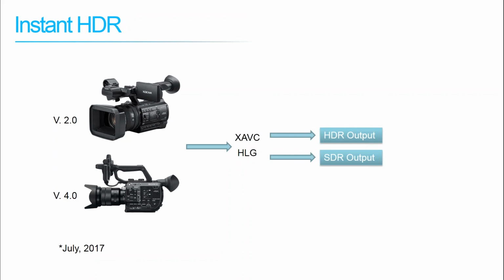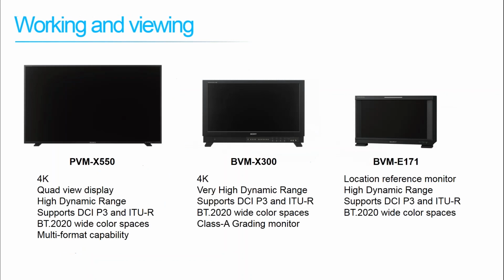There's a lot of other infrastructure around here. I'll touch briefly on monitors. We've got 3 professional HDR monitors, the middle one being the BVM-X300. That's sort of our 30-inch flagship Class A grading monitor, 1000 nit. Beautiful thing. It will show you BT.2020, and when I was talking about that volumetric color earlier, it will show you all of that. It's OLED, so the blacks are black. It goes right up to 1000 nits. It is a stunning monitor.